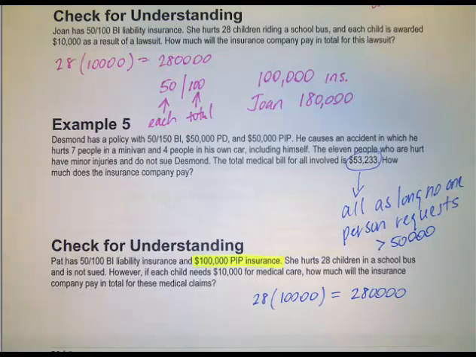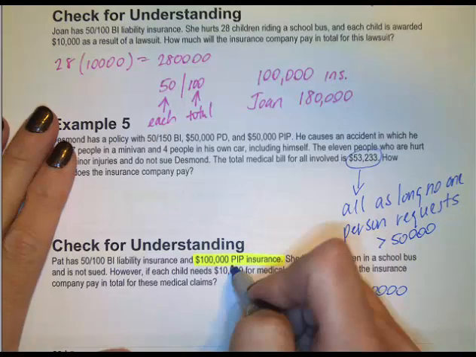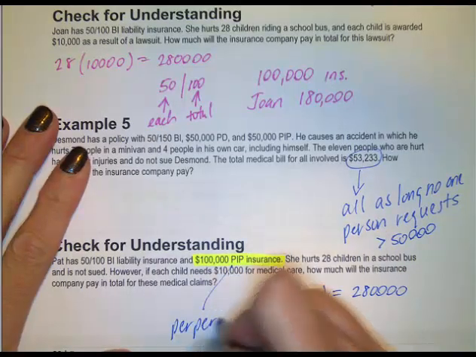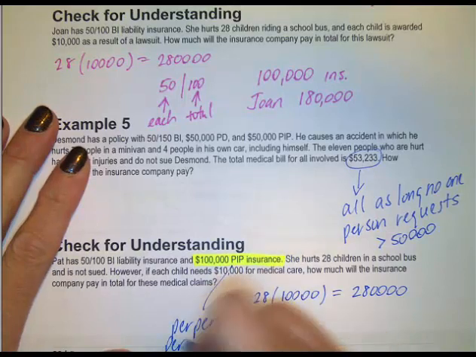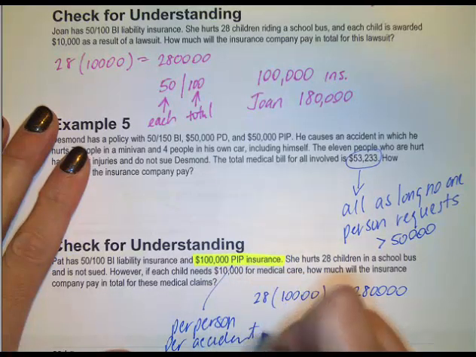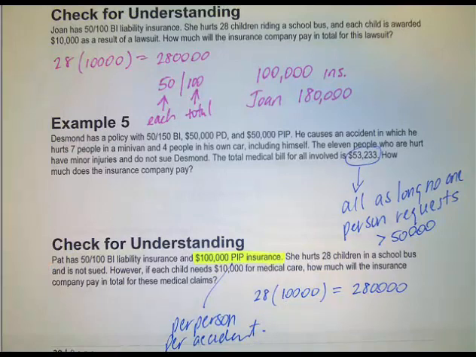So your answer should have been 280,000. And the reason is that PIP coverage is per person per accident. Okay? So that one's the hard one. That's tricky. Personal injury protection. So if you have any questions, make sure you practice these kind, because you really got to read them and understand what they're asking or the information they're giving you. Good luck.